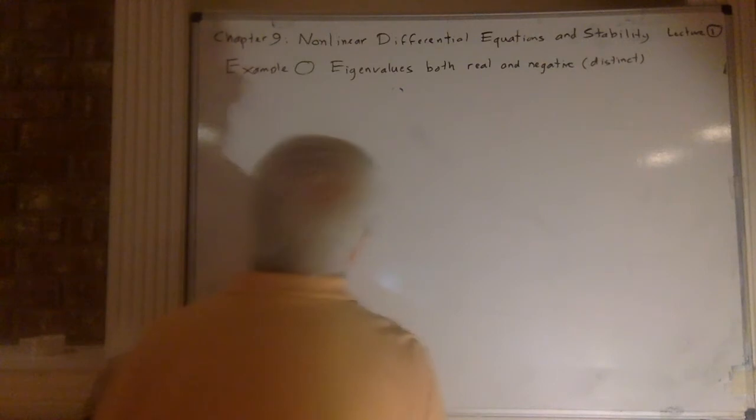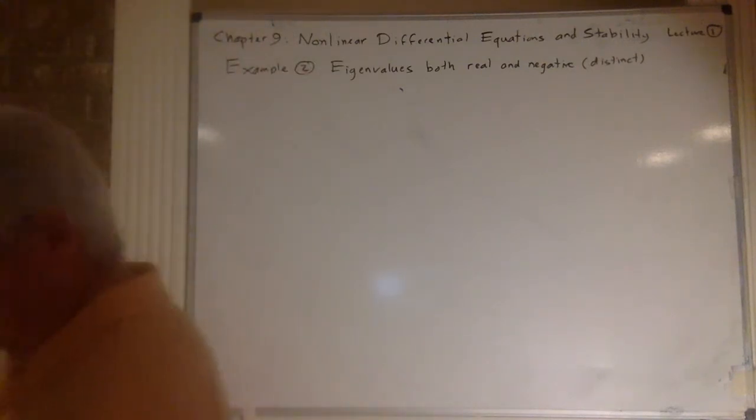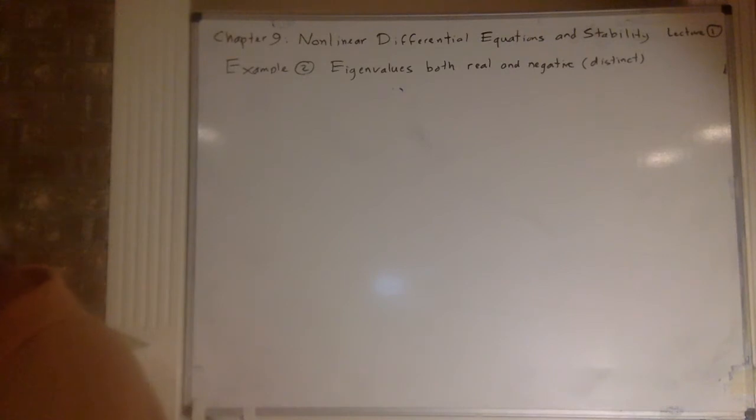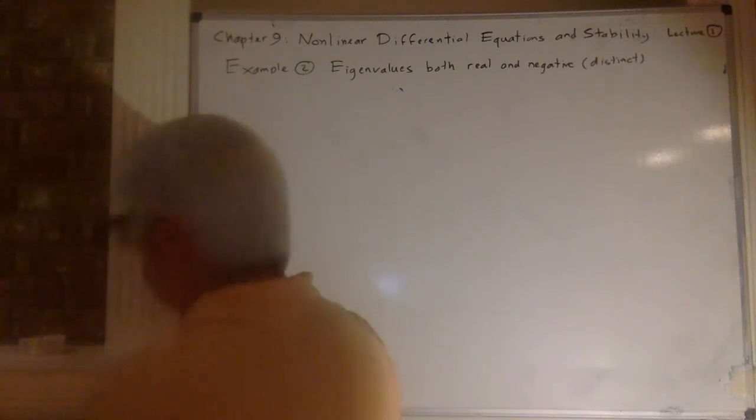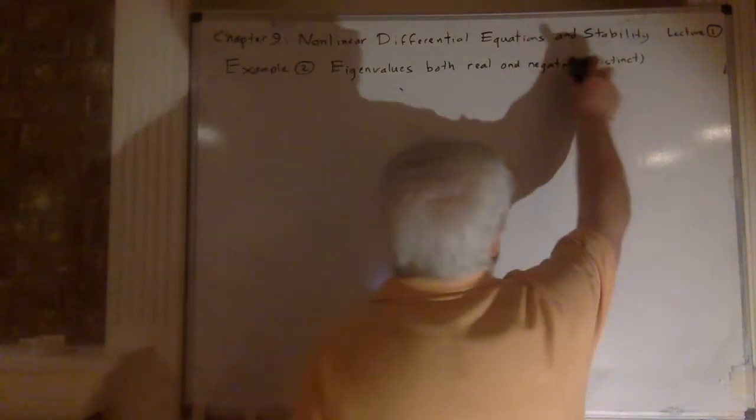Okay, so example 2. I wrote an example which is not the opposite, but very similar to this. If I write 3 instead of minus 3, that is y. So example 2: eigenvalues both real and positive.